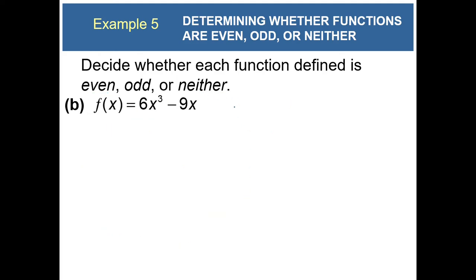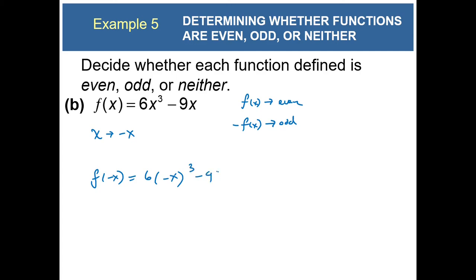Decide whether each function defined is even, odd, or neither. We'll start again by replacing x with negative x. If I get the original function back, f of x, I know this is even. If I get negative f of x back, I know this is odd. And if it's not either one of these, it must be the neither case. f of negative x equals 6 times negative x cubed minus 9 times negative x.